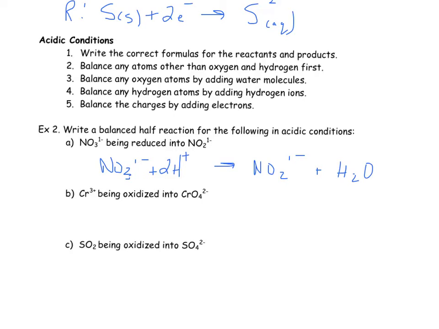Now to add electrons. The net charges on both sides have to be equal. I have a 1- and 2 1+'s. That gives me a 1+ charge on the left-hand side. On the right-hand side, I have a 1-. That means I need to add 2 electrons to the left-hand side in order to knock it down to a 1- charge.